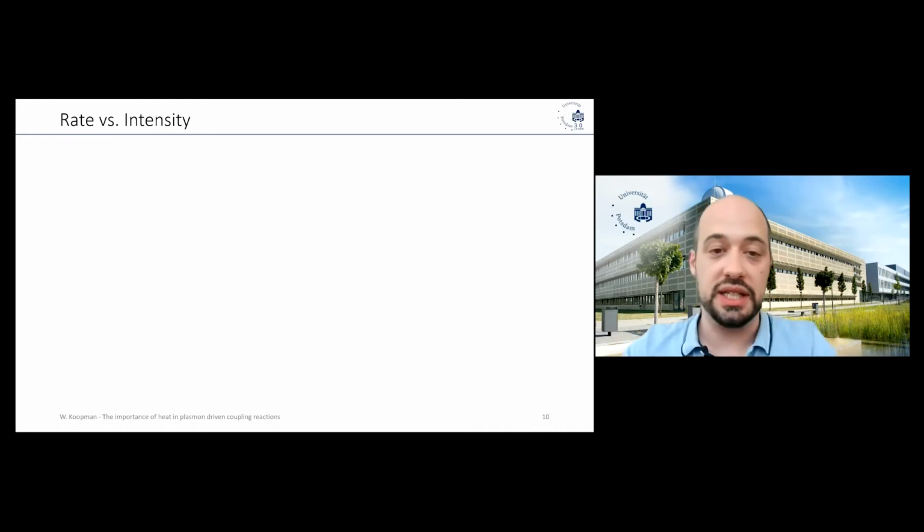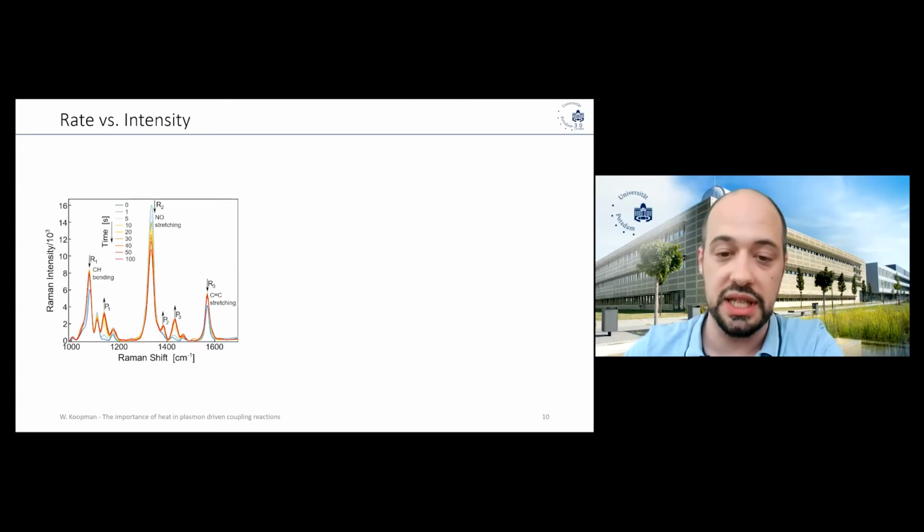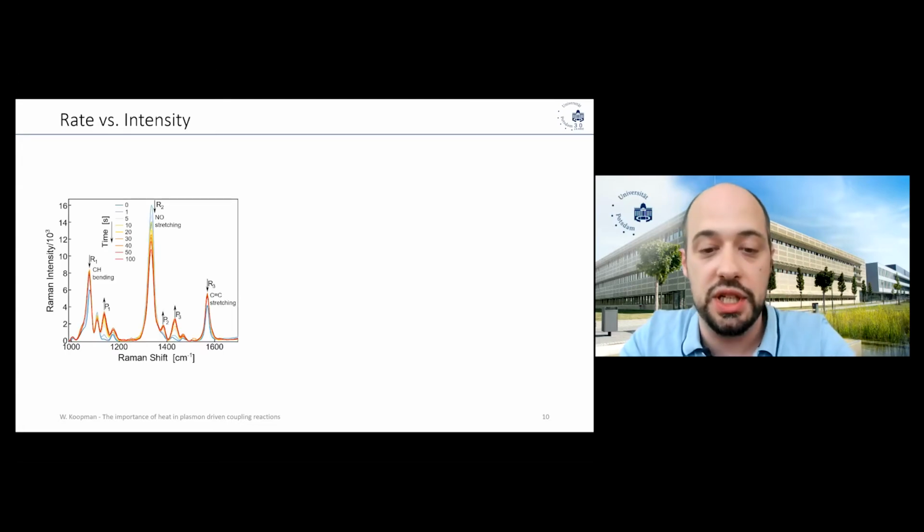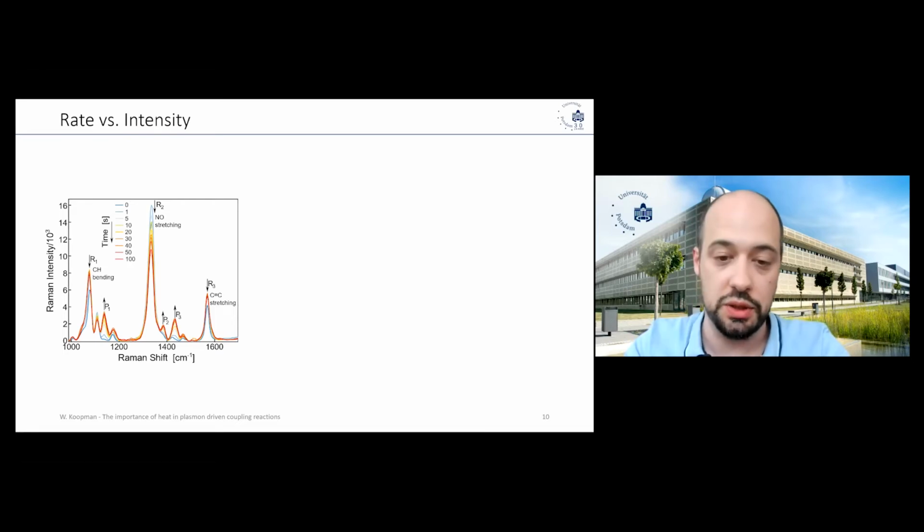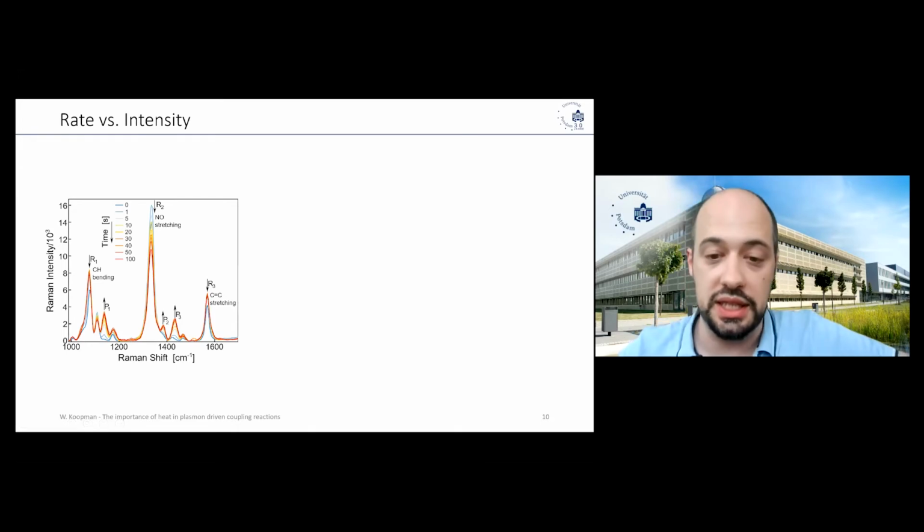Now, having established these temperatures, we can look again at the rate versus intensity, so we can look at how the rate changes with intensity. And we did this by taking these kinetic Raman measurements. So you see here how the spectrum changes if you shine a laser on it and wait for some time and measure every second. And you see how on the positions P1, 2, 3, the product peaks appear, and on the positions R1, 2, 3, the reactant, so the 4-NTP peaks, disappear.